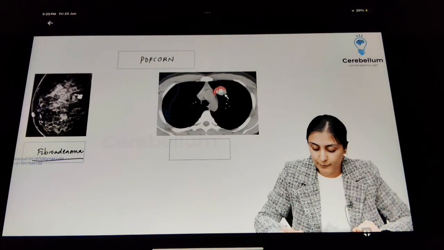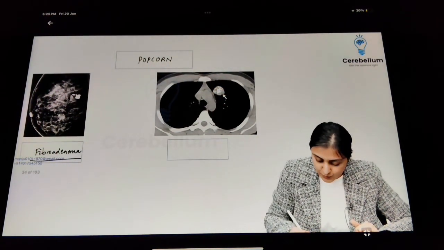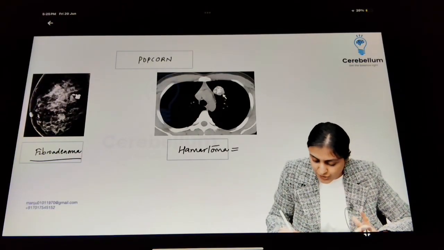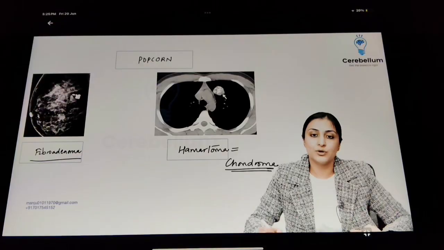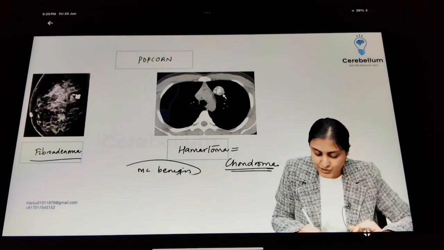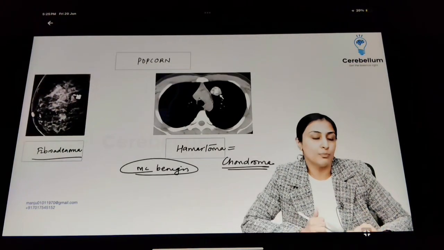On the other hand, if you see a popcorn calcification within a pulmonary nodule, this is what is a hamartoma. A pulmonary hamartoma, also called a chondroma. Chondro meaning cartilage, is the cartilage which makes it white, the calcification. So hamartoma or chondroma, this is the most common benign tumor of the lung. So this is what you need to know about popcorn calcification, right?